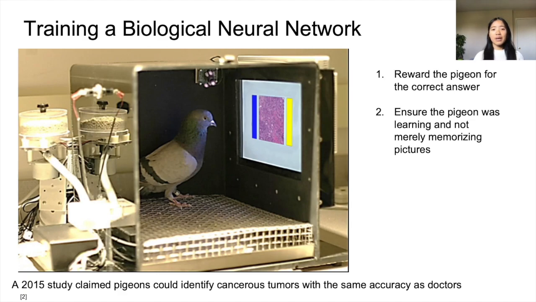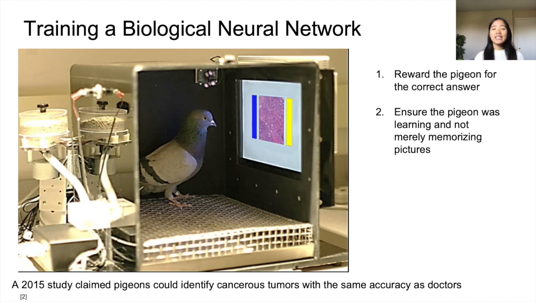And the second step is that we want to ensure that the pigeon's actually learning and not just merely memorizing pictures, but it's actually learning to recognize patterns. And to do this, researchers had to constantly shuffle the order of the images as well as introduce new images into the set that the pigeon had never seen before. And that was a great way of evaluating if the pigeon was actually learning these patterns.